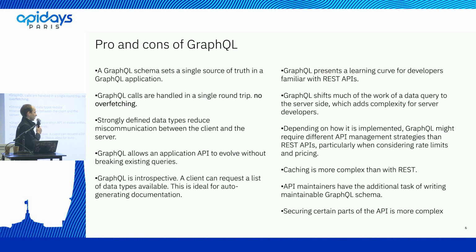A couple of disadvantages, like caching, are very difficult, because even though you go to the same endpoint, the return might be completely different based on the request that you make. There is a bit of complexity and new skills to be developed, because people need to understand the queries that are there with GraphQL. And securing certain parts of the API is more complex.